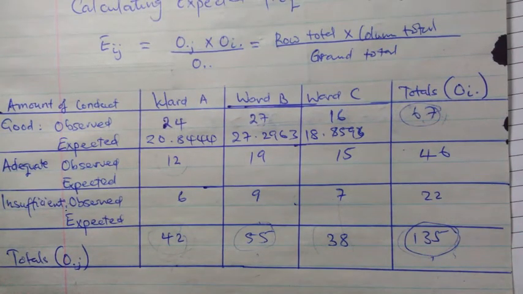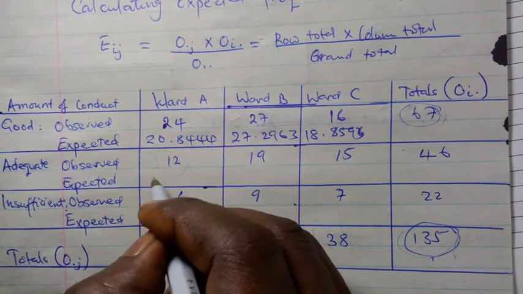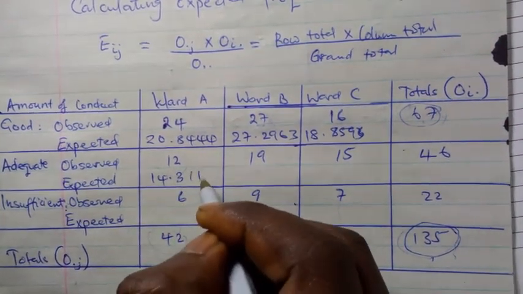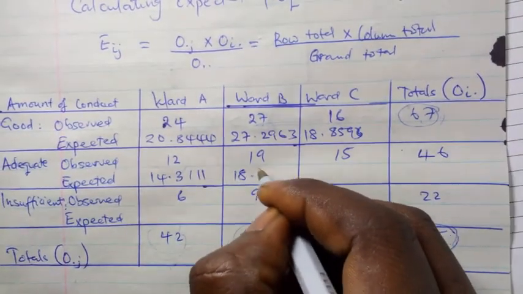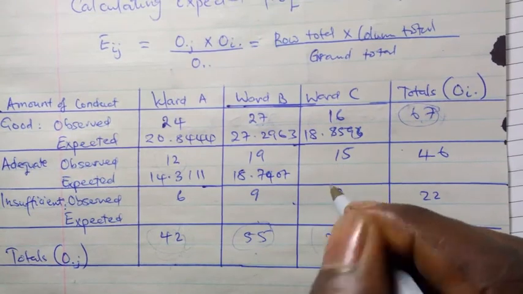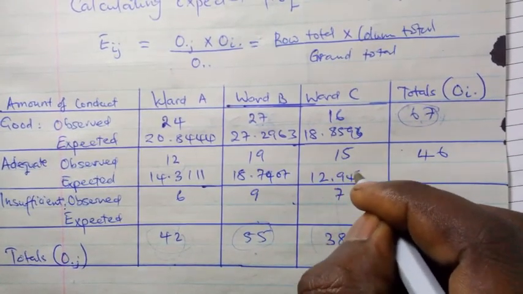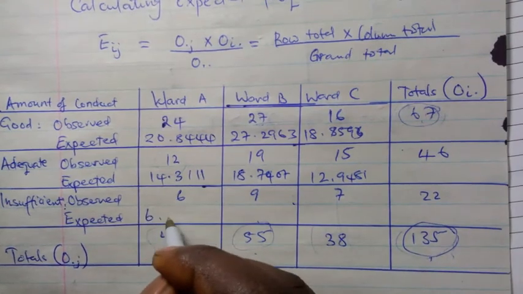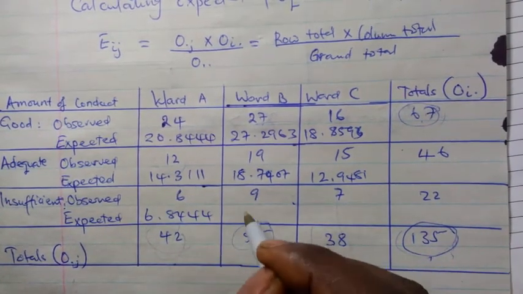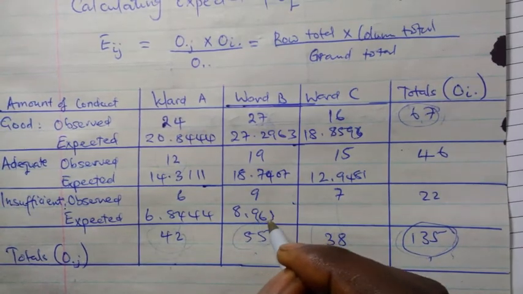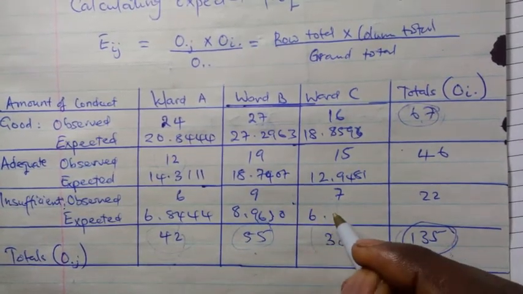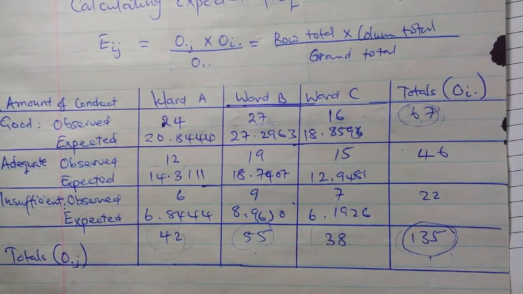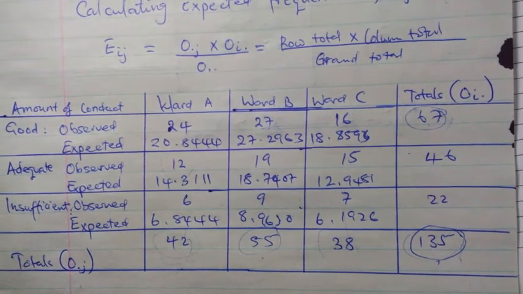Okay, so I'm not going to waste time calculating all the values. I will fill in with 14.3111, then 18.7407, then 12.9481, then 6.8444, 8.9630, then 6.1926. You can go on and calculate these to check if you get the same values.